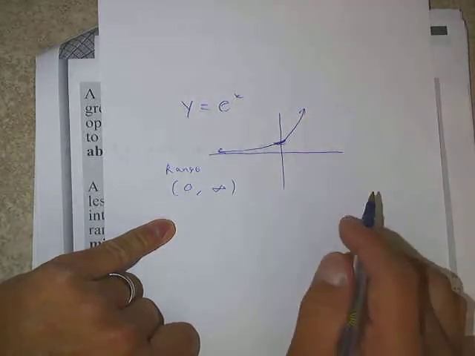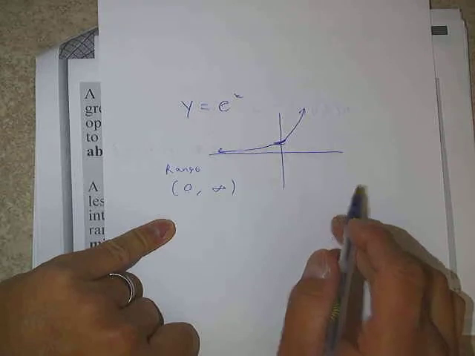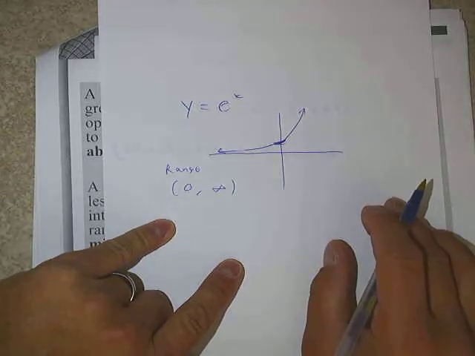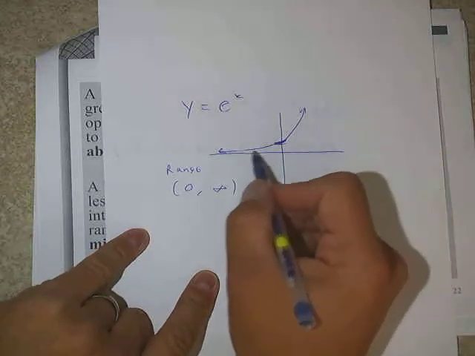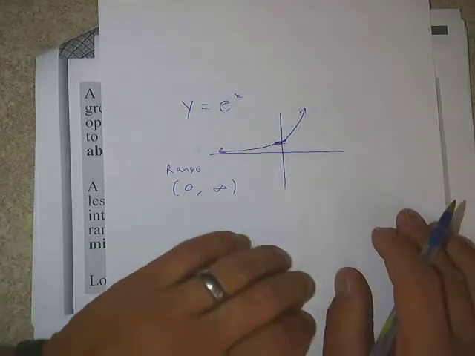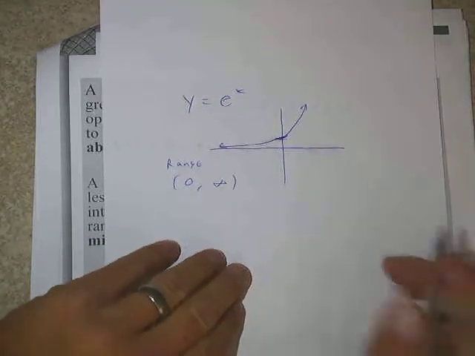And if we go up, if we go to the right, it continues to get bigger and bigger. So it's not bounded above. It just continues to grow without bound, we say. But on the left-hand side, as we go left, it gets closer and closer to 0. So this particular function would be bounded below.